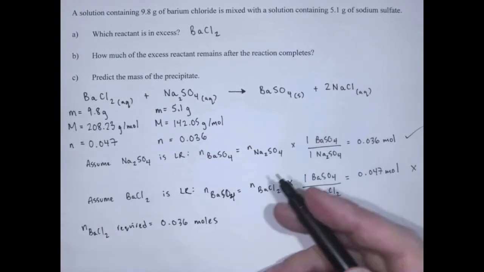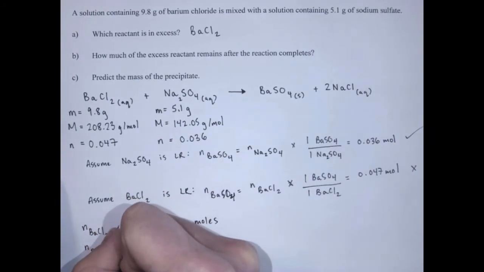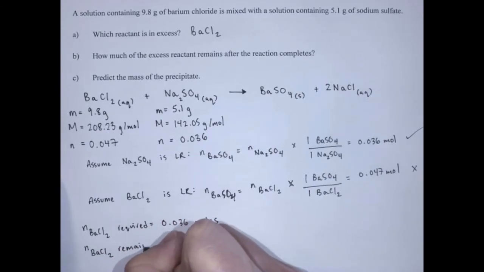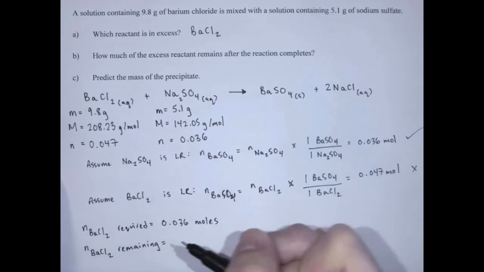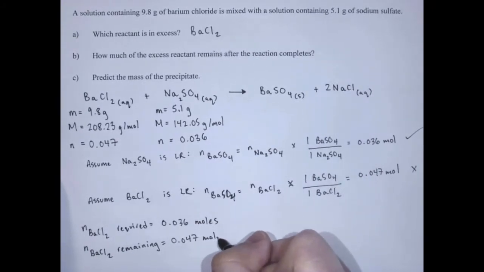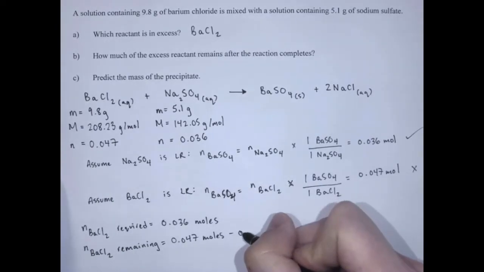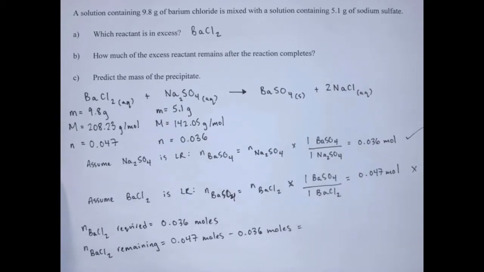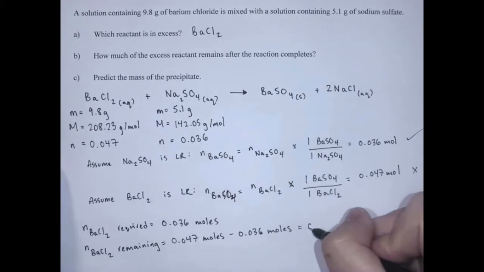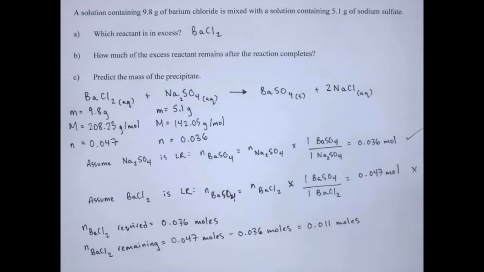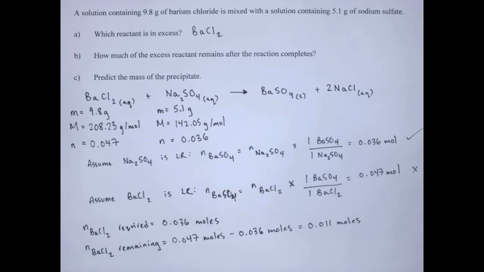Now, how much remains? The number of moles of barium chloride remaining equals 0.047 moles minus 0.036 moles. And I think that works out to roughly 0.011 moles. So I'd have a little bit left over. I'd have 0.011 moles of barium chloride left over after the reaction is done.